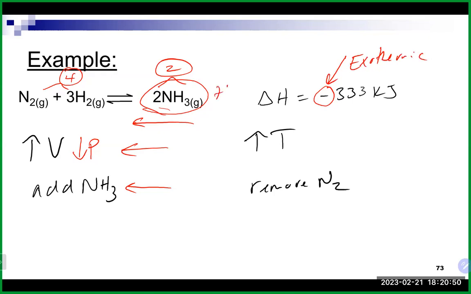That means that heat and energy is considered a product. So if I increase the temperature, that would be like adding more products, which again means we should shift away from the side we added it to, and it would go to the left. And removing N2 would create a hole that we would want to shift to the left to fill. Any questions on that?